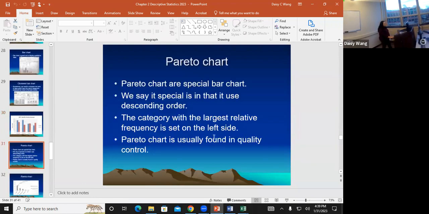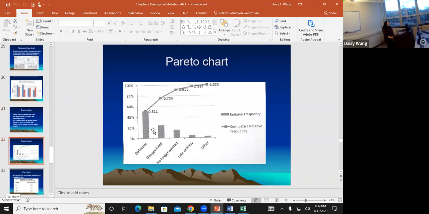Okay. Then we have the Pareto chart. It's like a bar chart, but you put it in descending order, and it also shows you the cumulative frequency. Whatever category has the highest frequency will be shown on the very left side, and then it goes down. So it will show you, oh, this happens more often. So this is the Pareto chart.